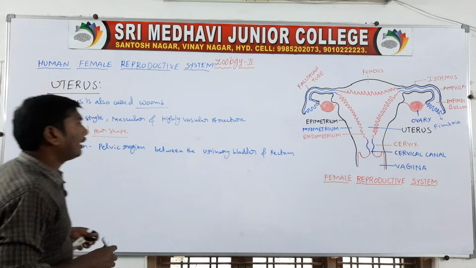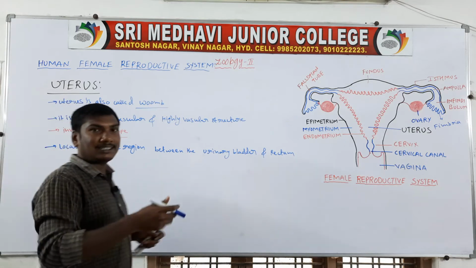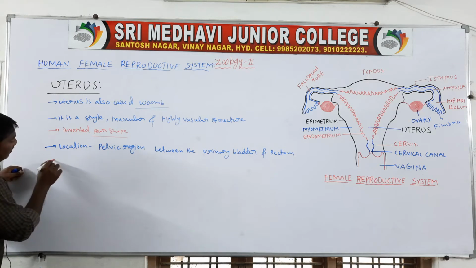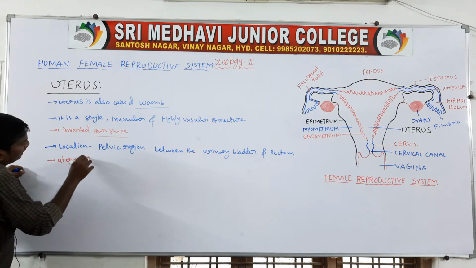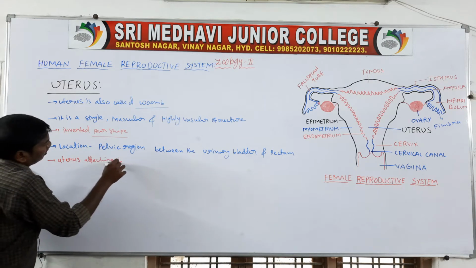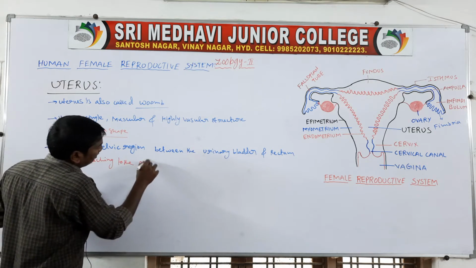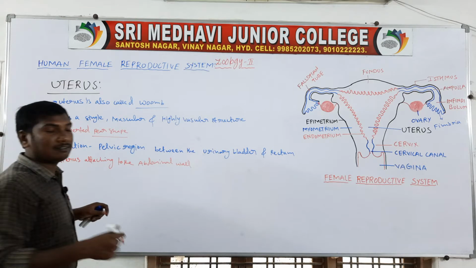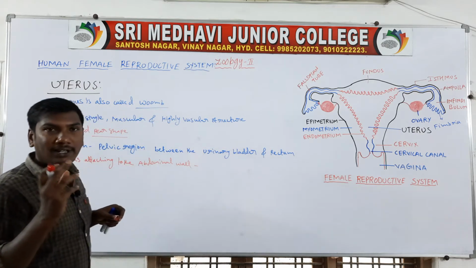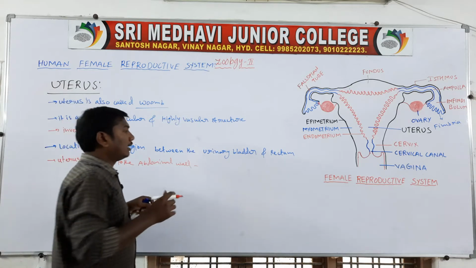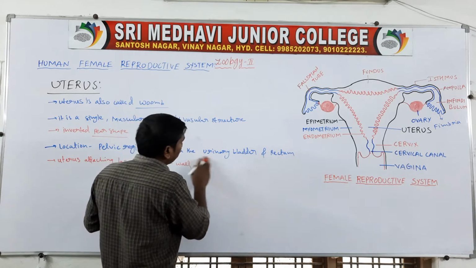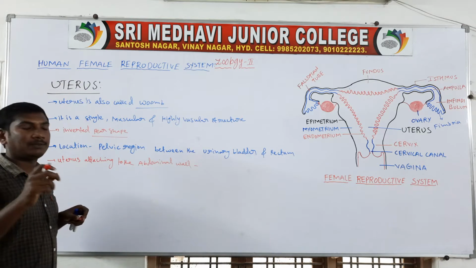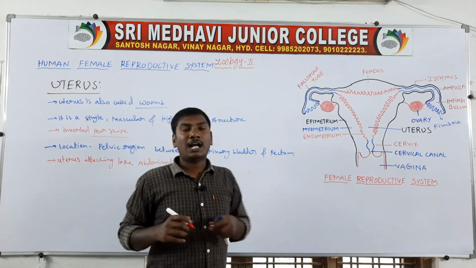Next, the uterus is attached to the abdominal wall by a folded membrane. This membrane is called the perimetrium.